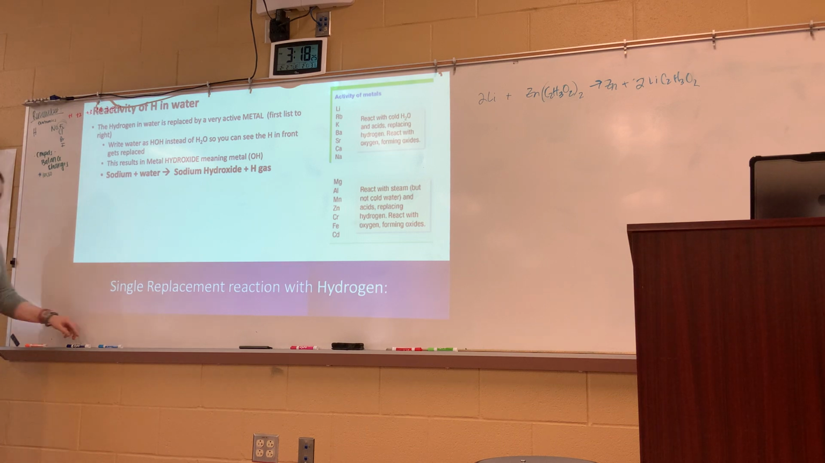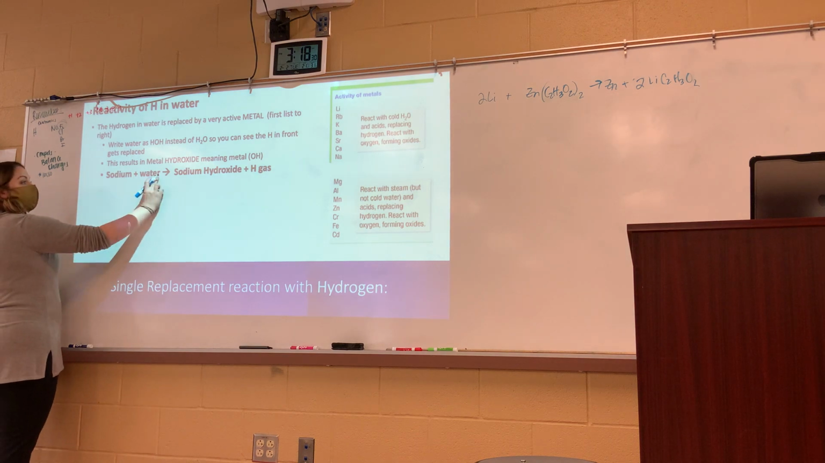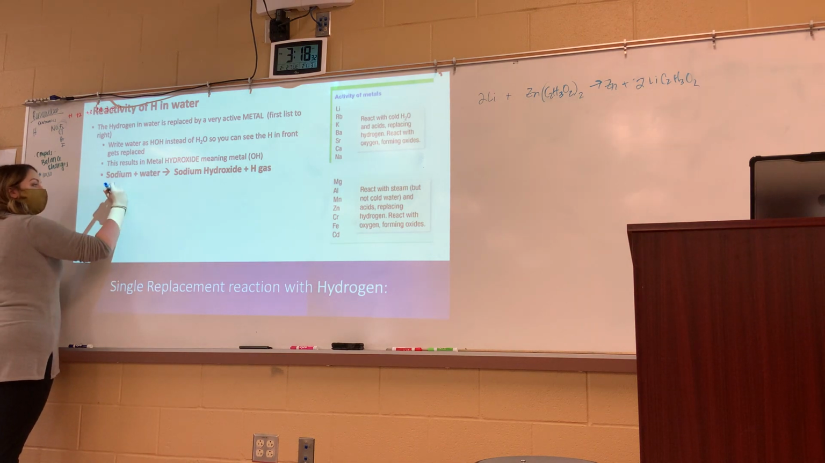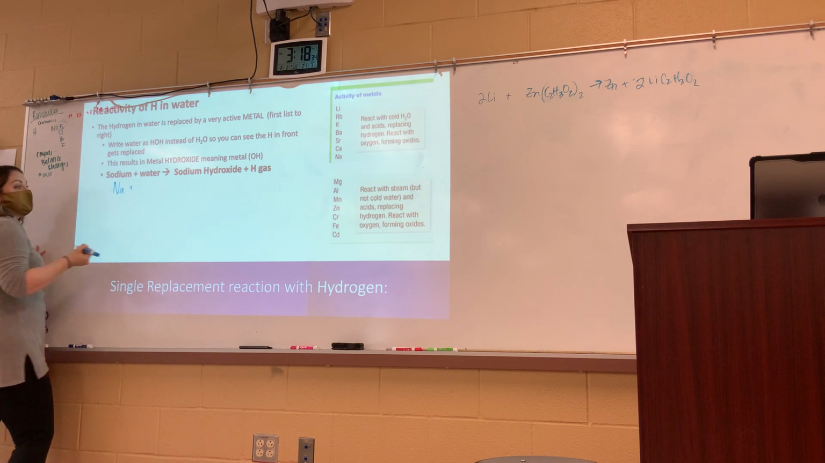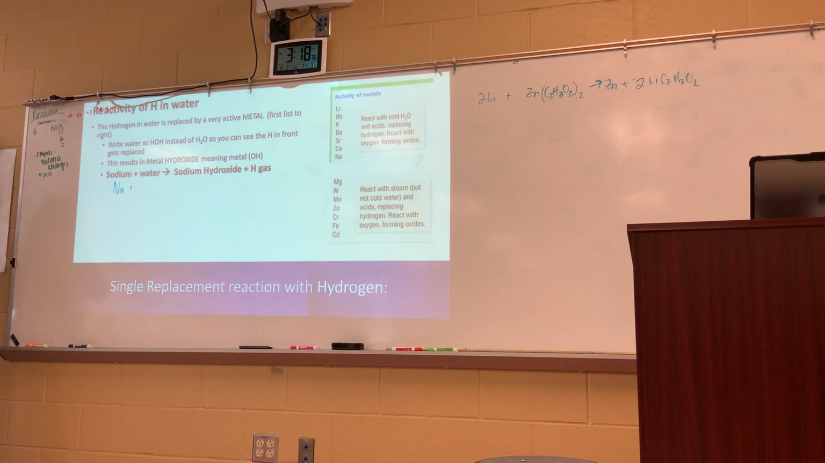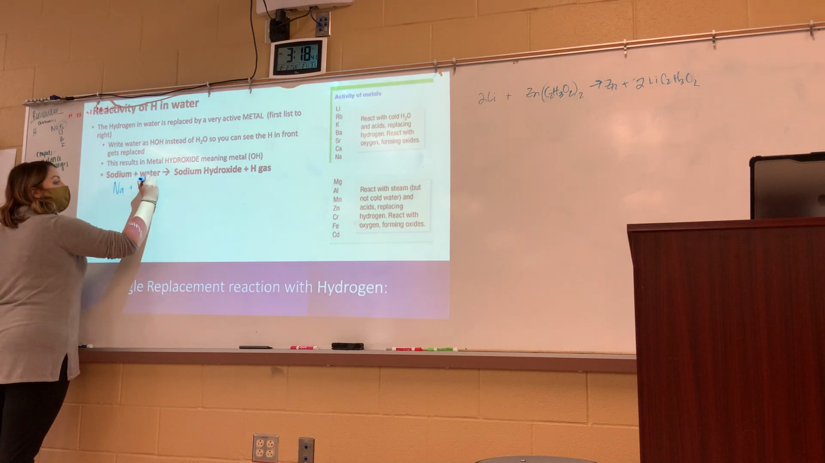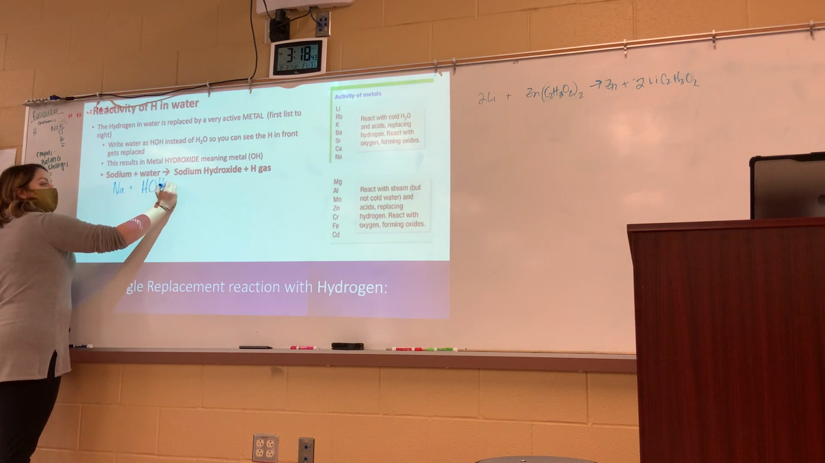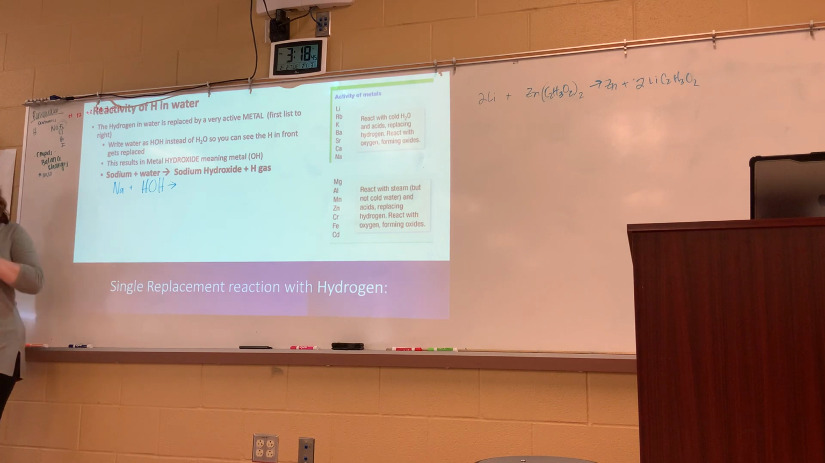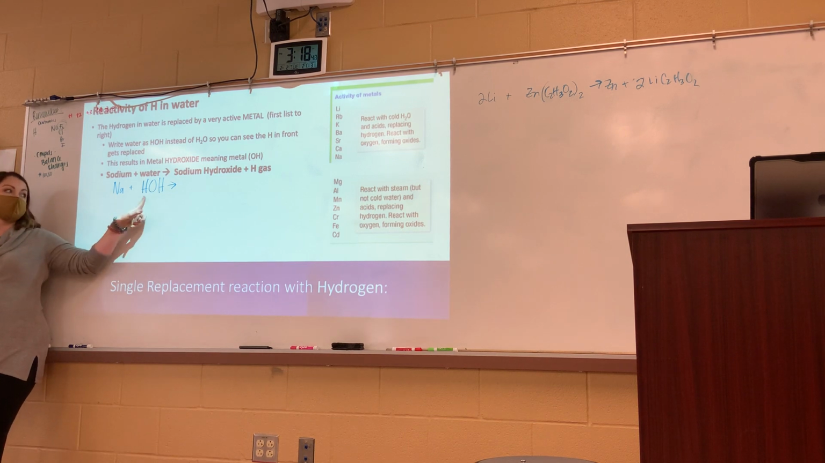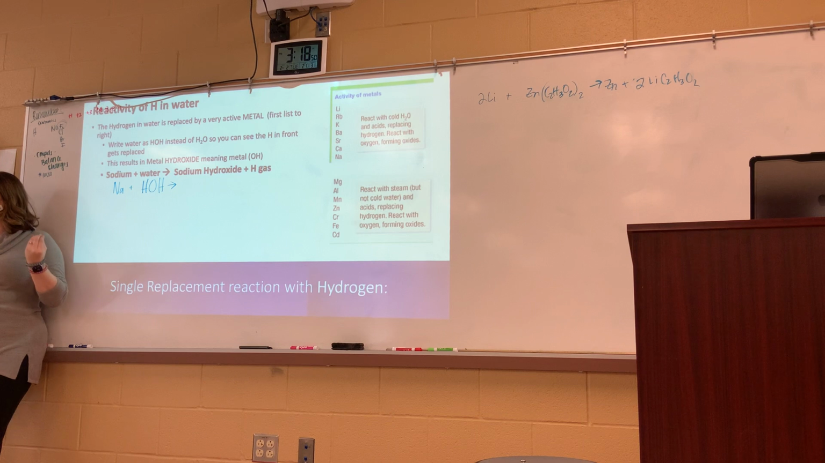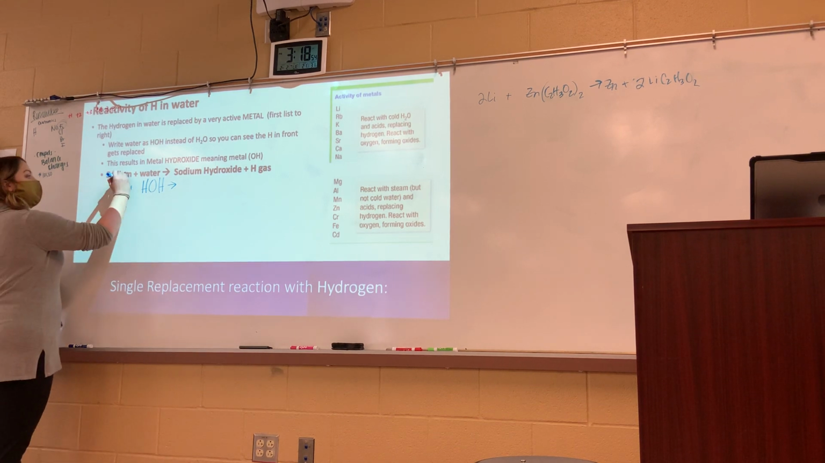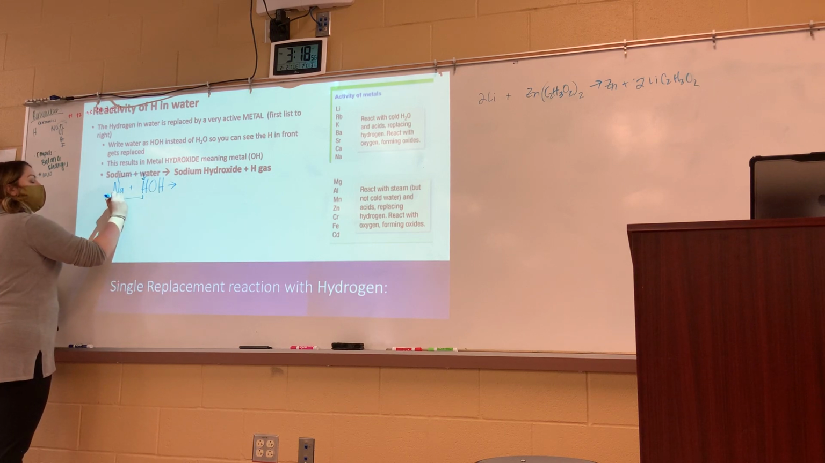So this one is particularly not fun to balance. Sodium plus water. But when you're writing it like this, sodium is Na. Since we're competing sodium and hydrogen, but the hydrogen's in water, I'm gonna write water differently. Instead of writing H2O, I'm gonna put that hydrogen out front so that I can replace it. Okay? So it's gonna come in and take hydrogen's place.